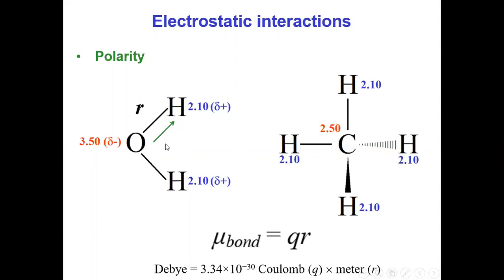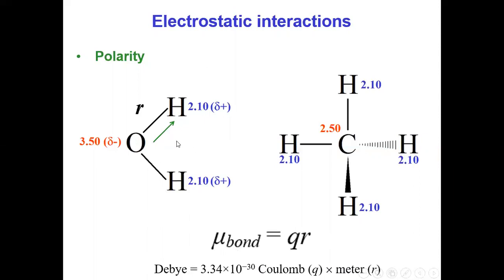You can also see that the dipole moment has a direction, and it always points from the negative side to the positive side. The units of the dipole moment are Coulomb meter, but it is usually more convenient to use the Debye unit, which is a Coulomb meter multiplied by this factor.